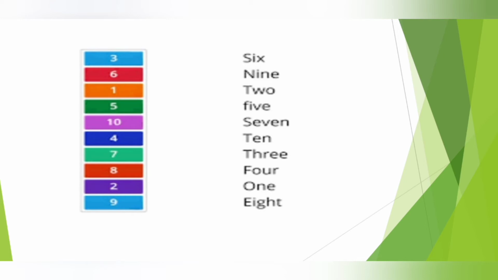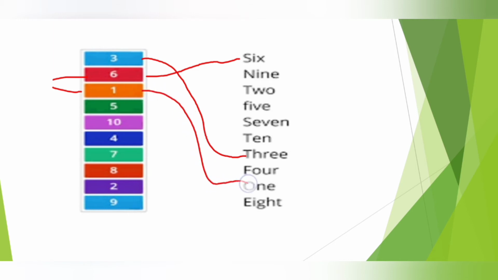The first one, what is that number? The first number is 3. You have to match it with the number name. T-H-R-E-E. The next one, S-I-X, 6. This one, number 1, O-N-E. F-I-V-E, the 5. 1-0, 10. The number name is T-E-N, 10.